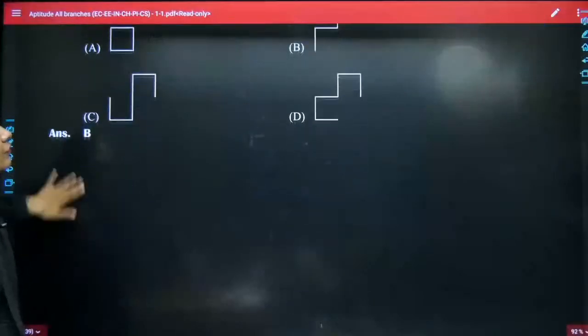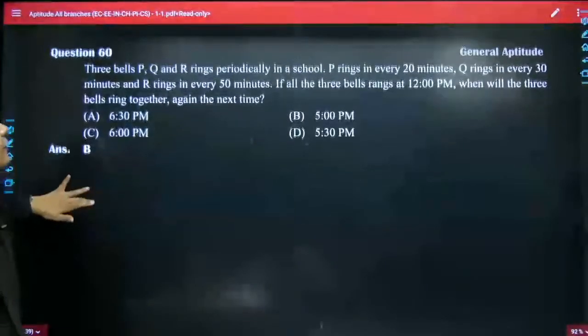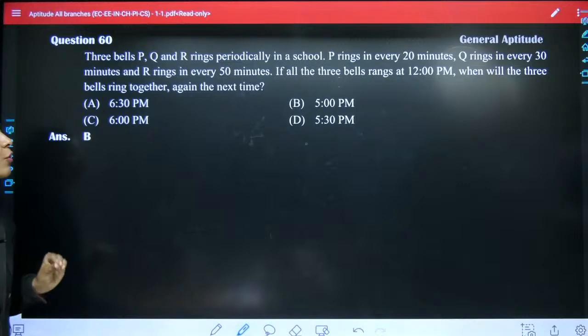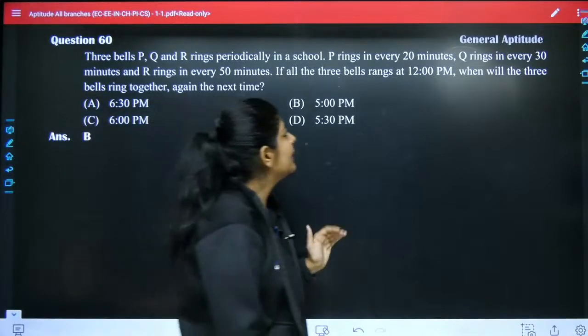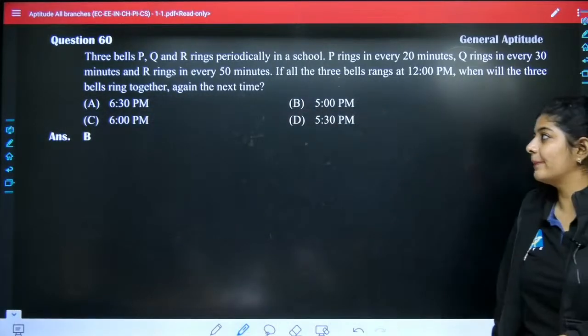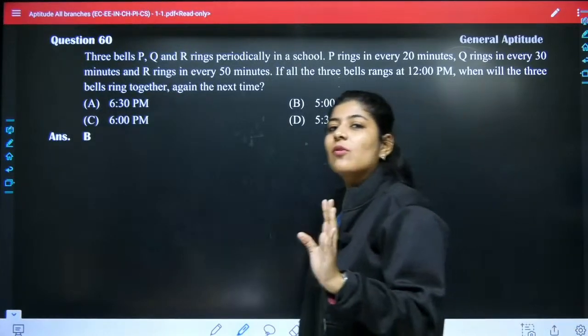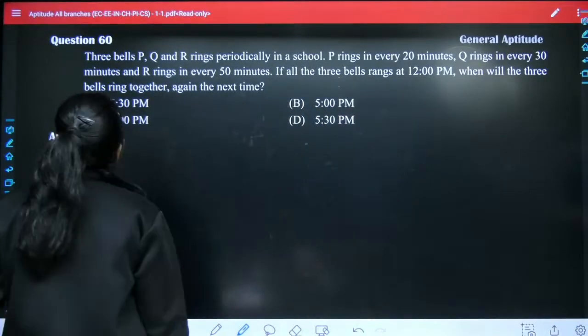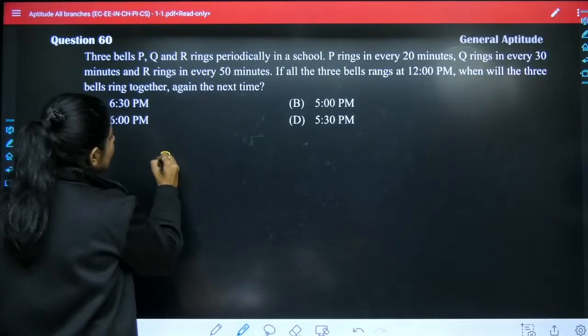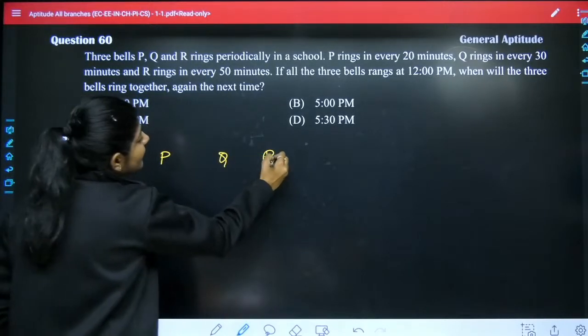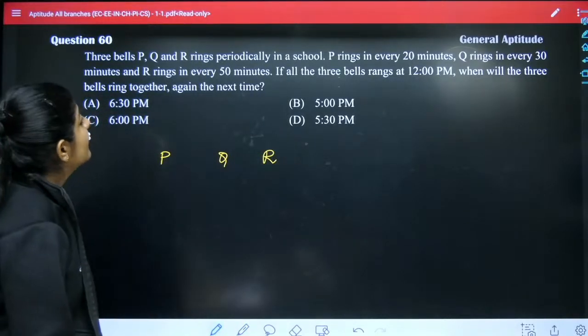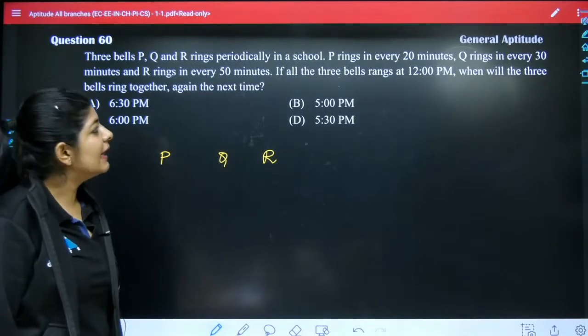Now let's move to the next question which we have. Here we have a question from the number system. It uses the concept of LCM. Basically, here we need to apply the concept of LCM. Here we have 3 bells P, Q, R that ring periodically in a school.